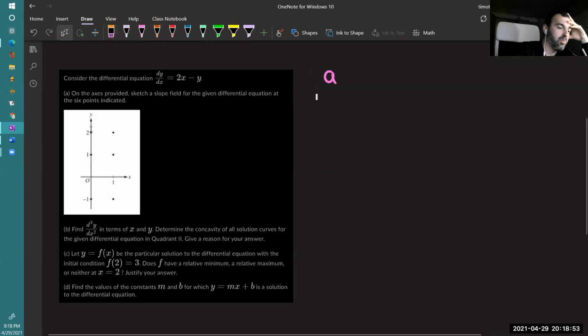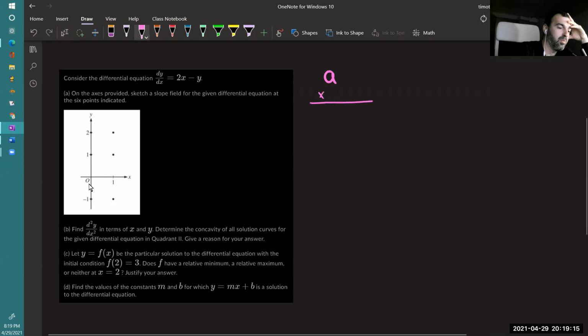Okay. So on the axis provided, sketch the slope field for the given differential equation at the 6 points indicated. So here they are, 6 points. 2, 1, -1 are my y coordinates. And I got 0 and 1 for my x coordinates. Okay. So I'm just going to make a chart here, right?